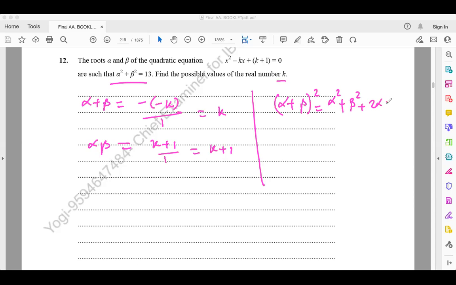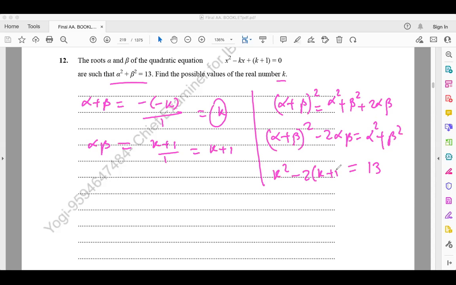plus beta squared plus 2 alpha beta. So if I move 2 alpha beta to the other side, I get alpha plus beta the whole squared minus 2 alpha beta equals alpha squared plus beta squared. Now this is 13, so put this as 13. Alpha plus beta the whole squared is k squared. So k squared minus 2 times (k plus 1) equals 13. So if you open it up, we get k squared minus 2k minus 2 minus 13 equals 0.